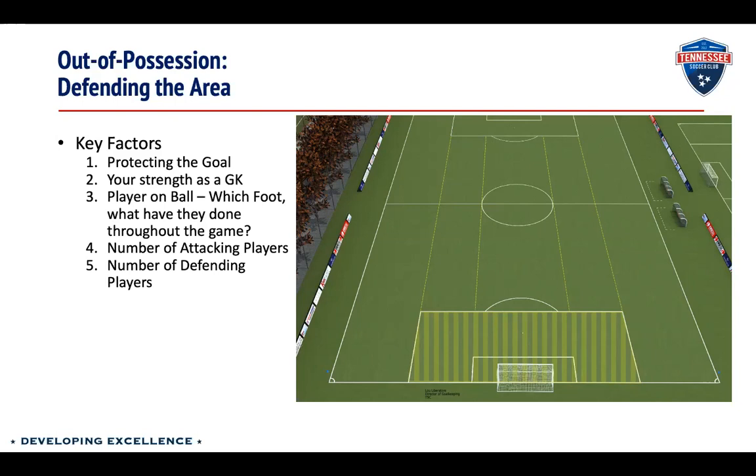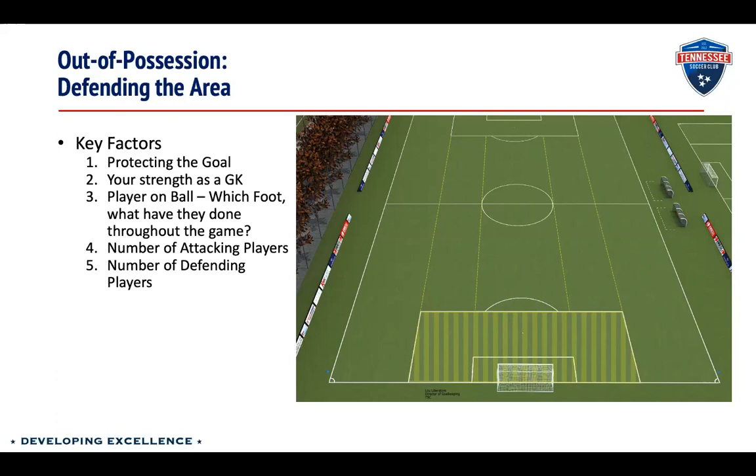And then how many defenders do we have? Are we able to mark everyone up? Do we have to play zonal? Do we have to play a combination? Those are the major factors we have to take into account in these moments, along with where the ball is. But the biggest thing is protect your goal and play to your strengths in these moments.